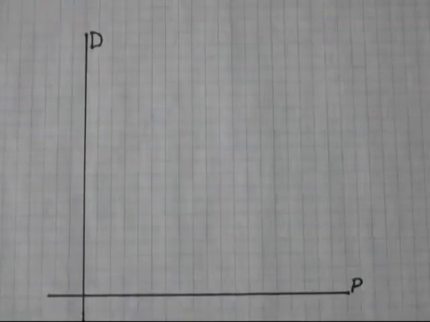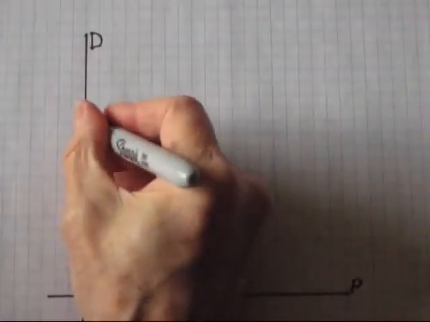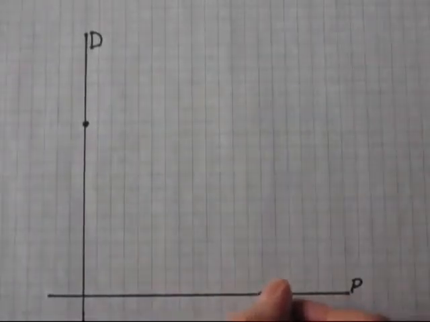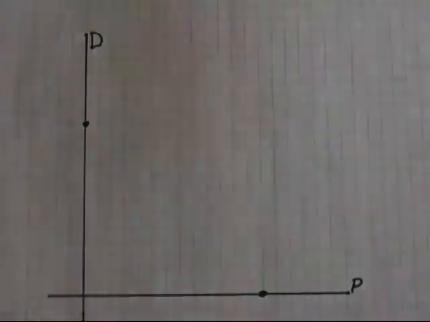For every commodity, if the price is zero, then the demand is large. If the price is too high, then the demand is zero. For all the other prices, the demand is somewhere in between. So the demand curve looks like this.